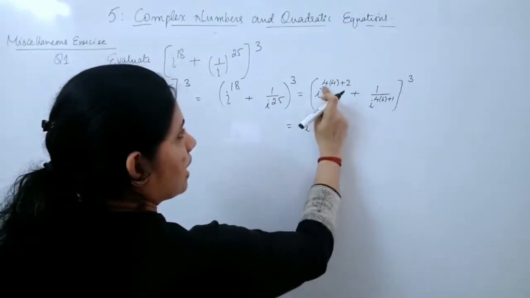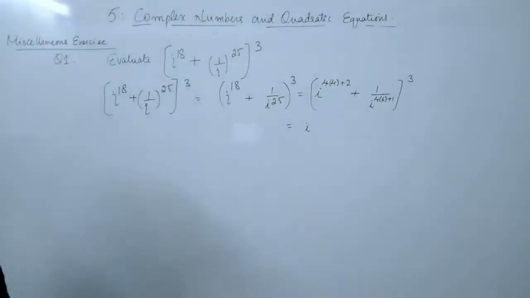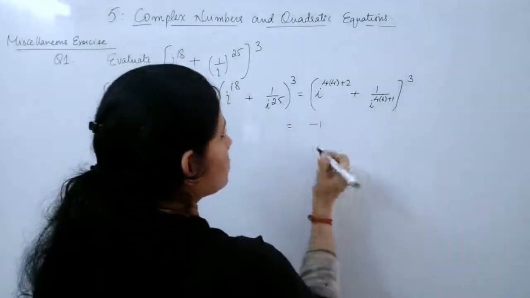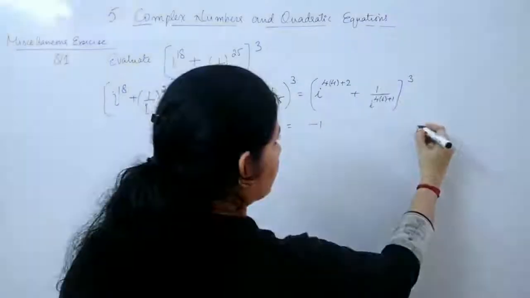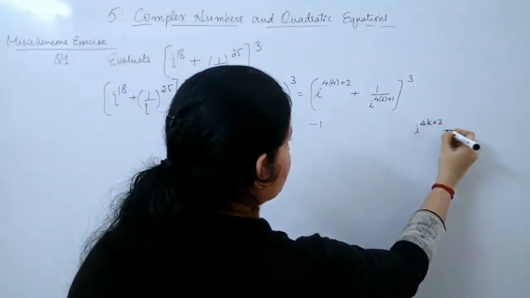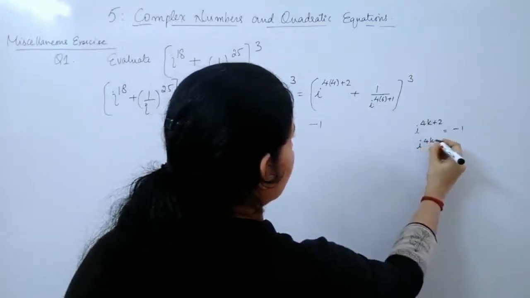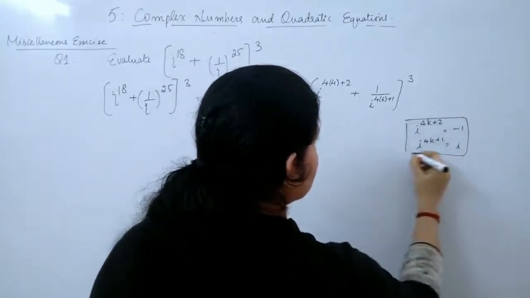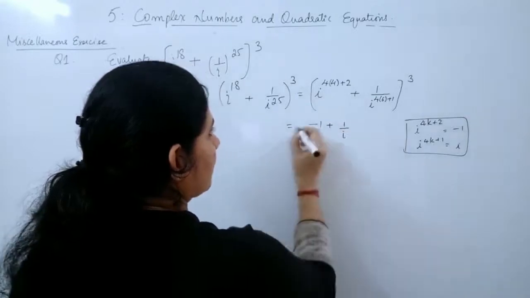Here the power of i is of the form 4k plus 2, and i raised to 4k plus 2 will give you minus 1. So you can just replace it with minus 1. Again here it is of the form i raised to 4k plus 1, and this will give you i. Using this concept, we write the terms, and this will become (-1 + 1/i) the whole raised to 3.